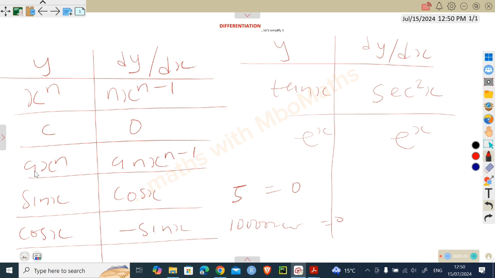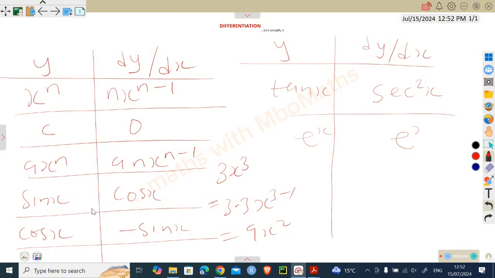So if you differentiate x raised to n that is multiplied by a constant, for instance 3x cubed, the 3 will come down to multiply 3. You have 3 times 3, x raised to the power of 3 minus 1, which will give you 9x squared. So that's what this one means.